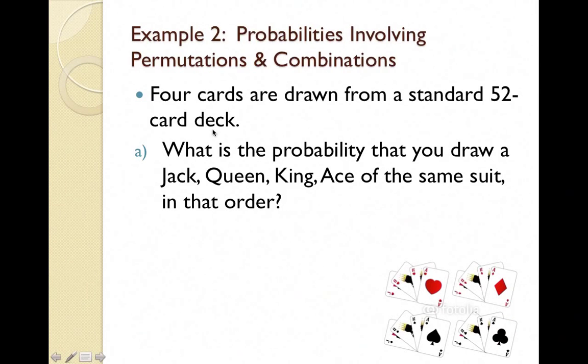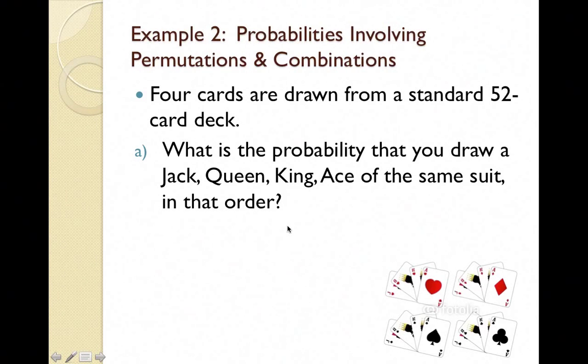Let's take a look at another example. Here we're going to combine finding probabilities with permutations and combinations. So here's our situation. 4 cards are drawn from a standard 52 card deck. We want to know what is the probability that you draw a jack, queen, king, and ace of the same suit in that order.